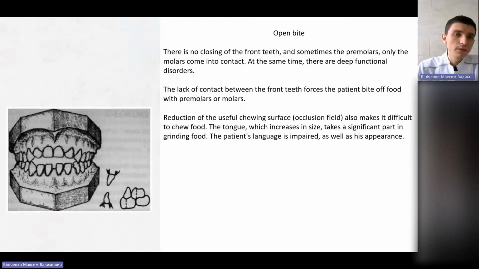So if we don't want to have a relapse after our orthodontic treatment, maybe we need to make a surgical procedure to make the size of this tongue smaller. And only after that, there would be no relapse or even a lower percentage of relapse of our treatment. Think about it: the patient's language is impaired as well as his appearance.